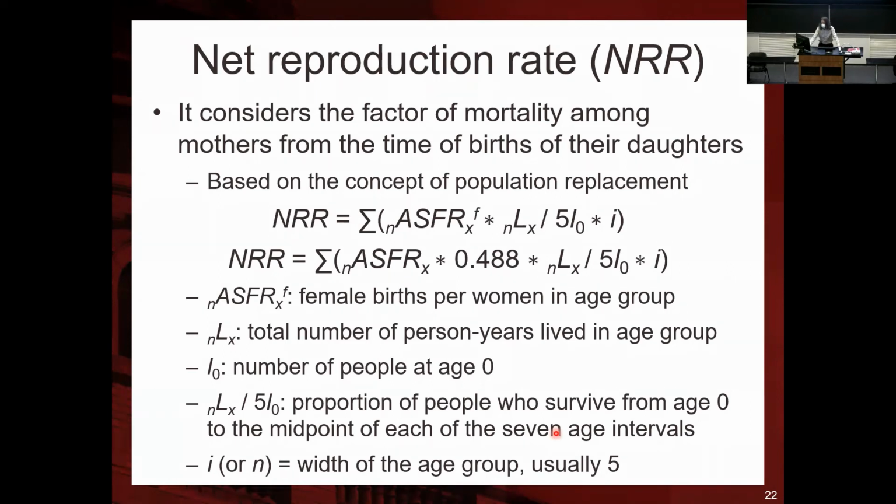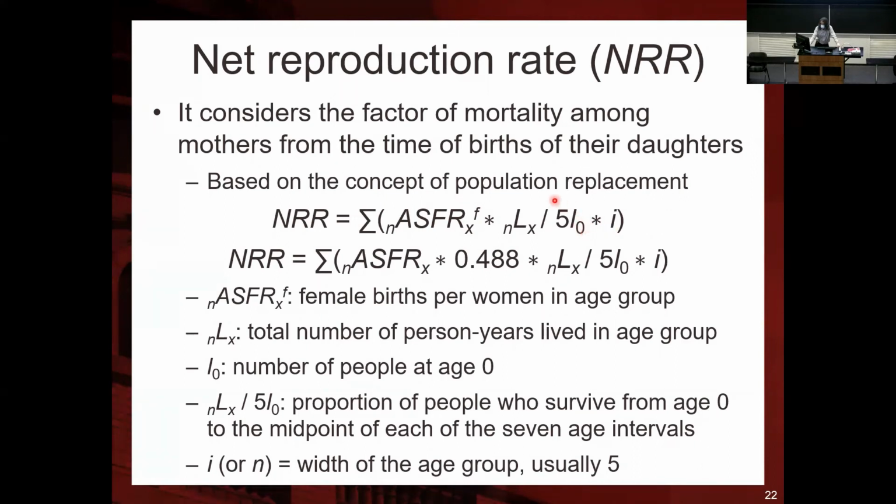So we have the same as before. Now we are having the net reproduction rate. We have the female births per woman in the age group, the female age-specific fertility rate, so the number of daughters that were born per group of women in each one of these age groups going from X to X plus N. We also multiply by the width of the age group, as we did before.